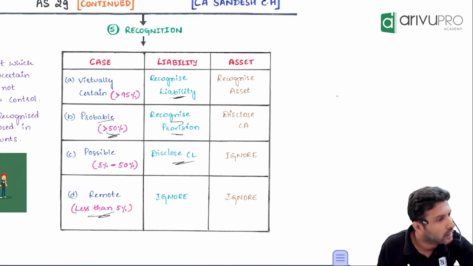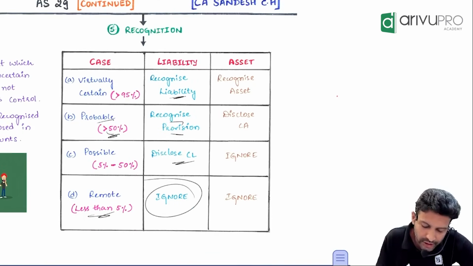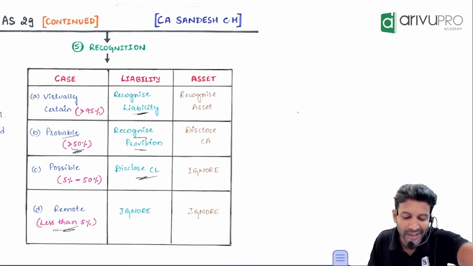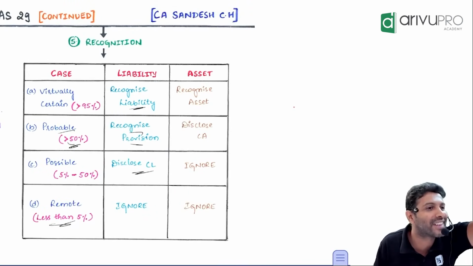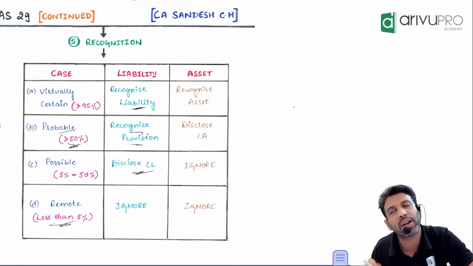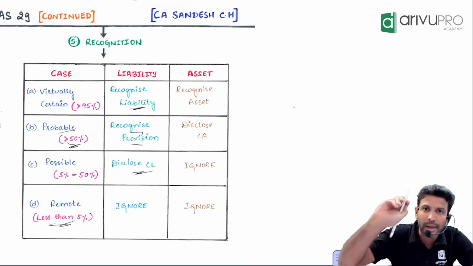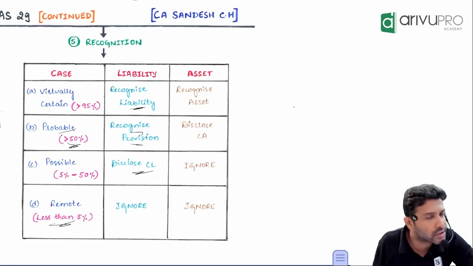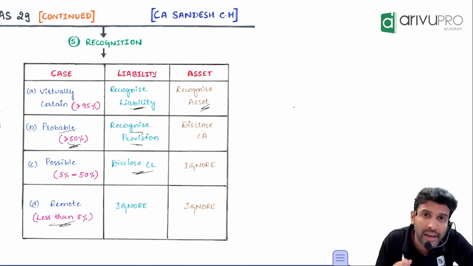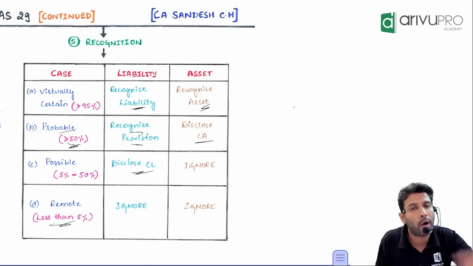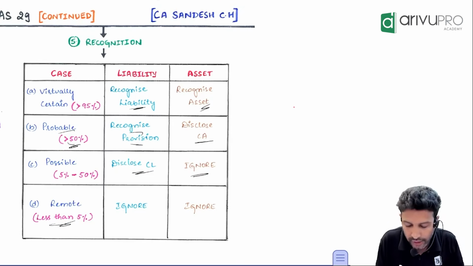If it is remote, meaning less than 5%, if it's a remote obligation, ignore. Nothing to be done. Just ignore, like the way you are ignoring me now. This is on the liability side. Now we are talking from the asset side. If the inflow is virtually certain, book an asset. If it is a probable inflow, then disclose contingent asset. If it is a possible inflow or a remote inflow, ignore.